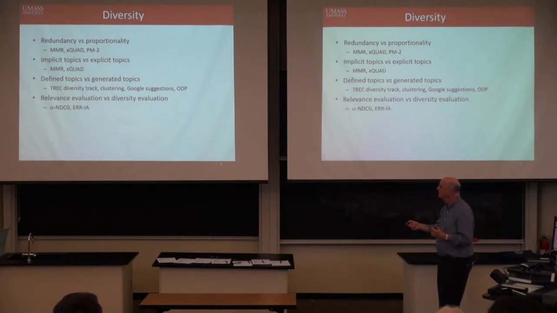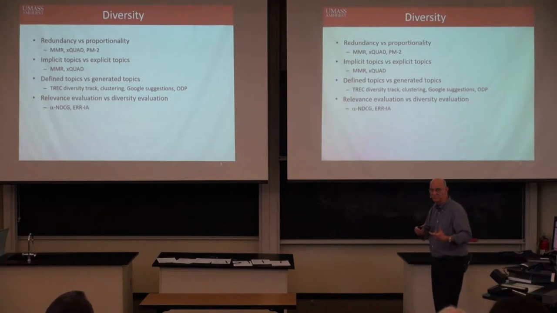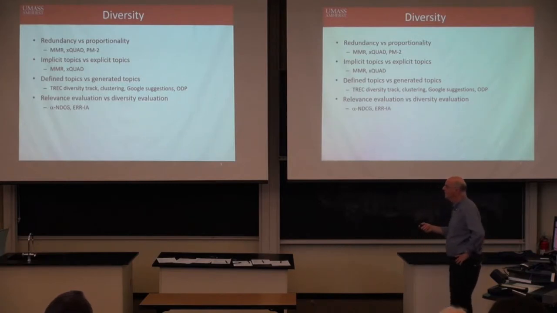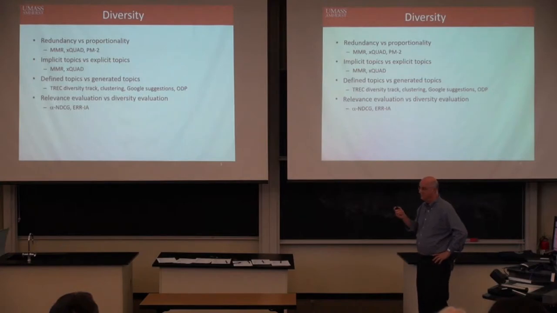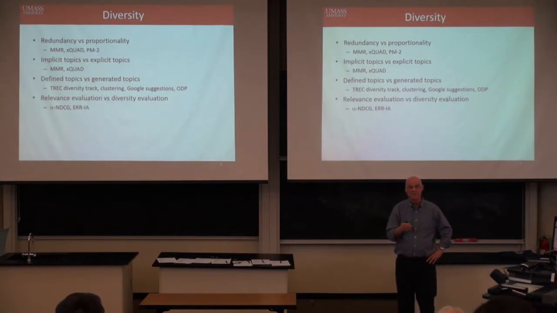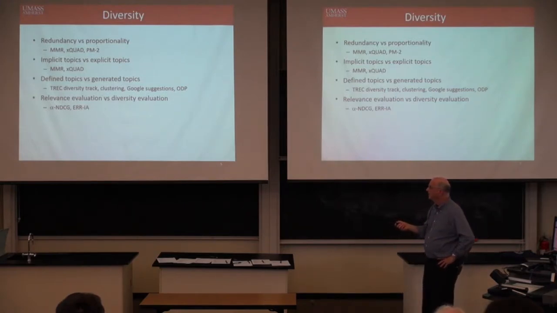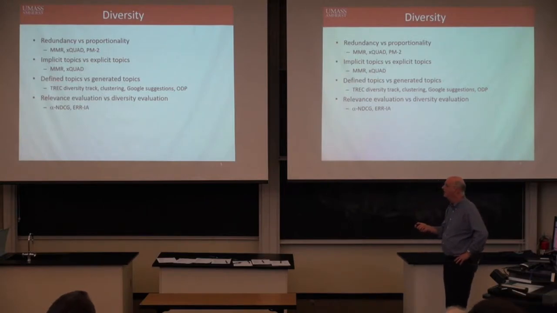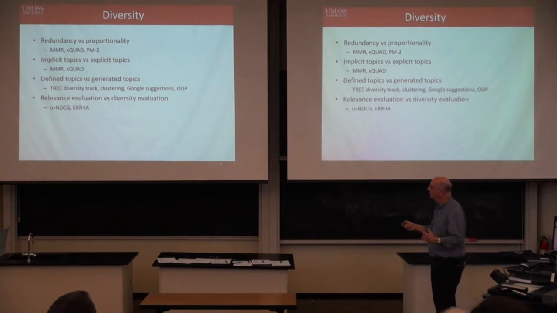Okay, explicit topics. I said that the maximal marginal relevance method doesn't have explicit topics, it uses documents as representations of themselves. xQuAD, on the other hand, and PM2 to some extent, assume that we have knowledge of the aspects for a query. In fact, in the TREC evaluations, you are given the underlying aspects, which are generated in various ways. And so we have this notion of, well, where do we get these underlying aspects or topics from? So are they defined in some way, or do we have to generate them? In the TREC diversity track, they're given to you, although they have also been generated in different ways.